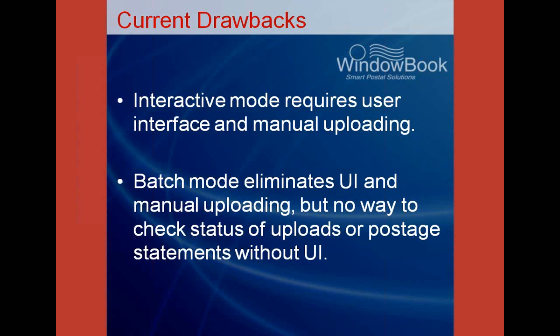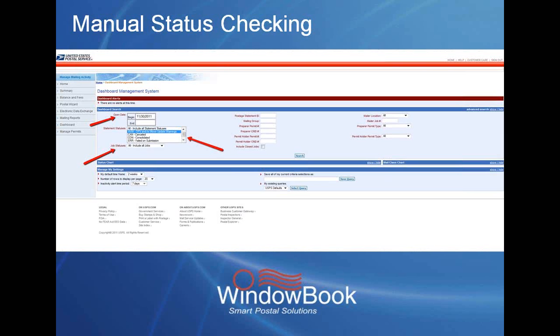The interactive mode requires the user interface and manual uploading. And while the batch mode is more automated and eliminates the user interface and manual uploading, there is no way to check on the status of the uploads or the postage statements without manual intervention using that user interface. Although the status information is available on PostalOne using the dashboard, users must either scroll through the entire listing of submitted statements or go through a multi-step process to generate a more specific query. All of this is so time-consuming.